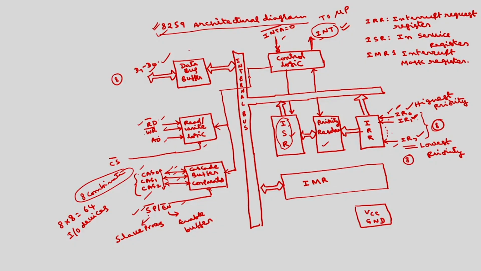So, in the last class we were discussing the programmable interrupt controller 8259. In fact, this is 8259A. 8259 is not accessible to the 8086. 8259A is the latest version of 8259, and it is compatible with 8086. This is the block diagram of 8259A.